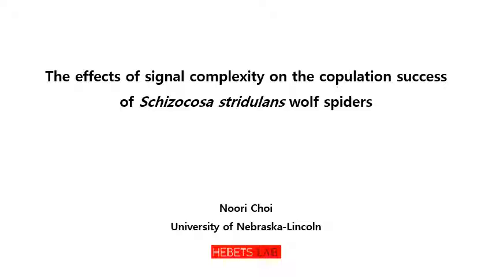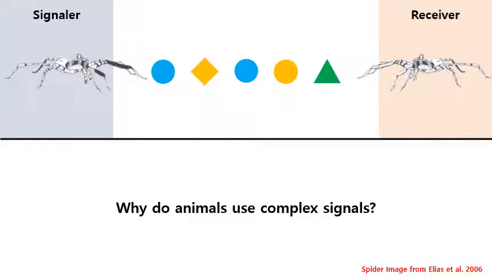I will present our research about the effects of signal complexity on the copulation success of Schizocosa stridulans wolf spiders. The complexity of animal communication, using multiple signal components within and across sensory modalities, has long been studied by researchers. And one of the fundamental questions is, why do animals use complex signals?